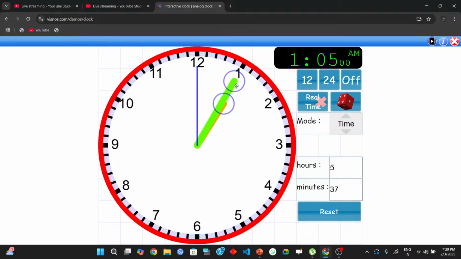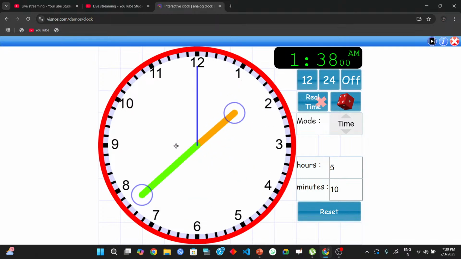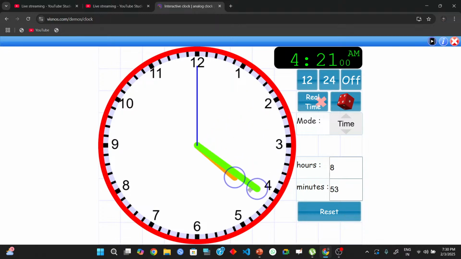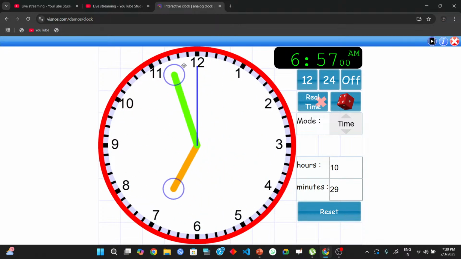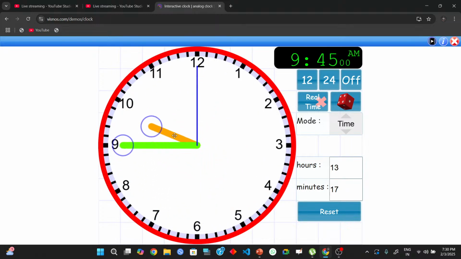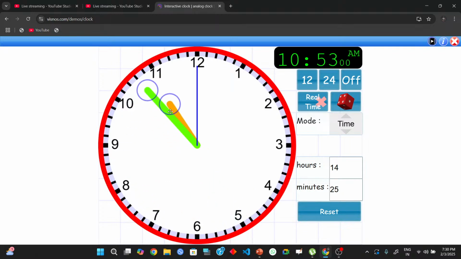1. We are down to 1. This one is 2, 3, 4, 5, 6, 7, 8, 9, 10, 11. You won't get the 12th, because why? It will directly become 12 o'clock.